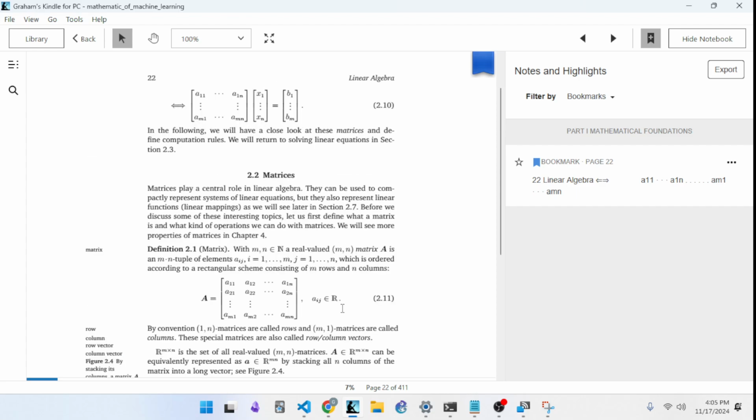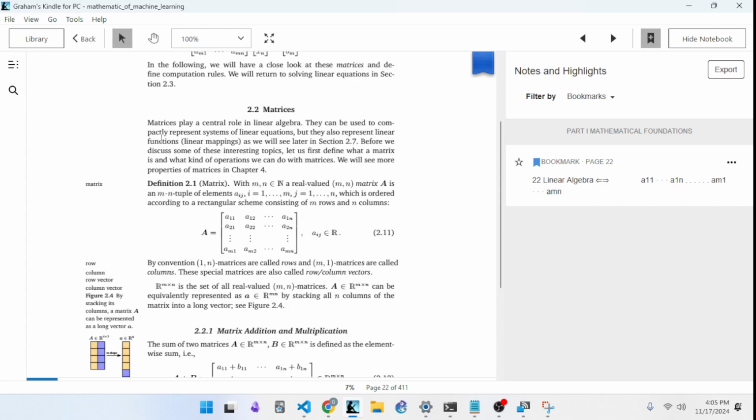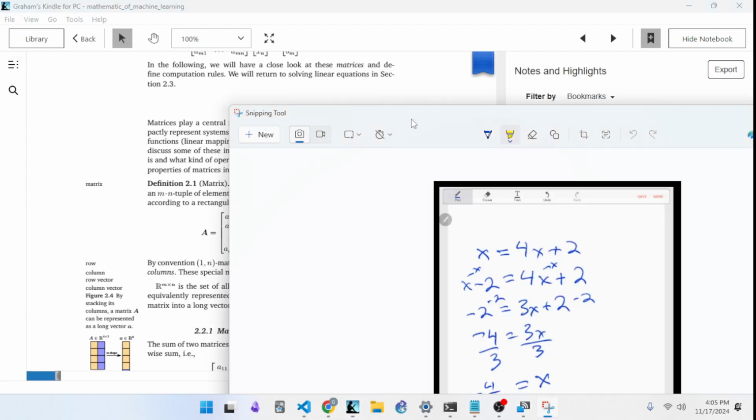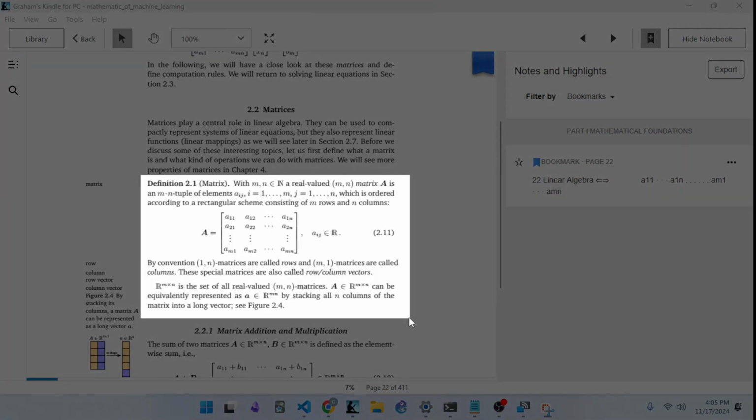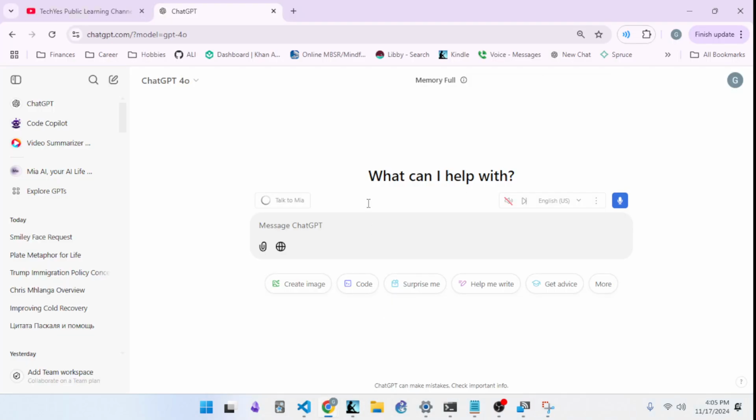Okay, so let's go ahead and feed it this whole section here, and then feed it figure 2.4, and then we'll come up with a prompt to get that in plain English and see if we can make sense of it from there.